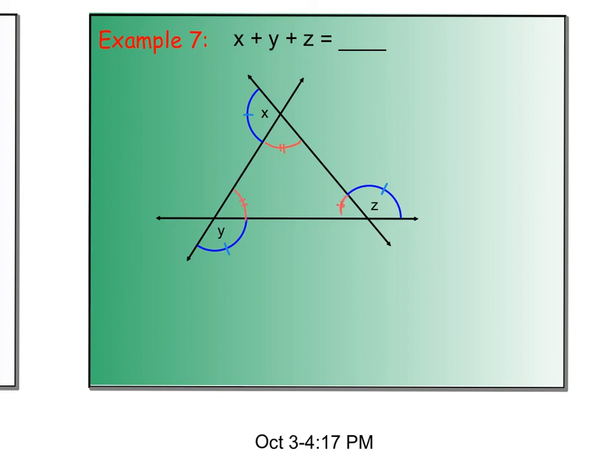Now that makes this triangle right here, this yellow triangle, an equilateral triangle. That makes each of these angles 60. Okay, so if each of those angles is 60, their supplement would have to be 120. And so if x, y, and z are all 120, then their sum would be 360.